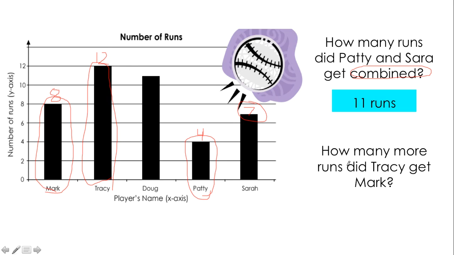This one says, how many more runs did Tracy get than Mark? The important part of this is how many more. How many more is asking for the difference. What is the difference between Tracy and Mark? In order to find a difference, I know that I'm going to have to subtract. So when I do 12 minus 8, I get 4. And I'm going to make sure that I include the unit: 4 runs.